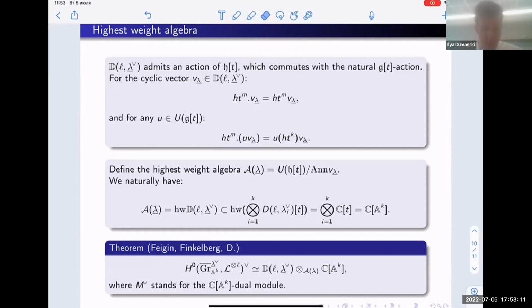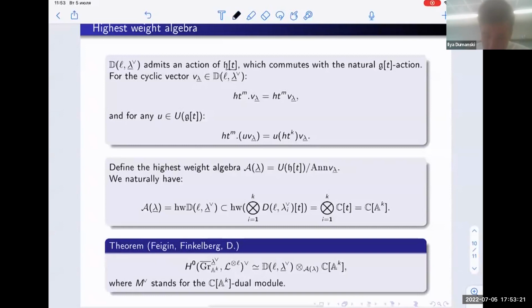Namely, it turns out that the global Demazure module admits an action of H[T]. Of course, H is a Cartan subalgebra, the Lie algebra of the maximal torus. H[T], of course, lies inside G[T], so it acts on the global Demazure module just by definition, but in fact, it admits another action of this algebra commuting with the standard action of G[T]. To define this new action on the cyclic vector, our Demazure module is cyclic by definition, we just define it in a trivial way. This action coincides with the natural G[T] action.